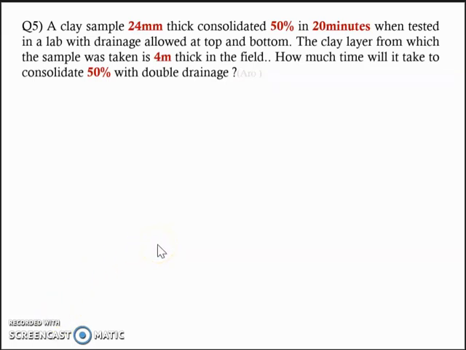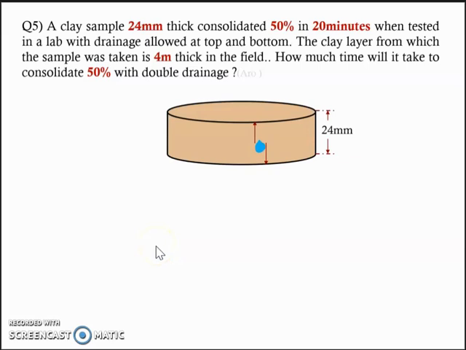So you have a consolidation test data with you where a clay sample of 24 millimeter thick consolidated 50% in 20 minutes in the lab. So the drainage allowed is at the top and the bottom, which means that it's double drainage. Or D, the distance traveled, the maximum distance that a water particle has to travel is half of the thickness of the sample. That's the maximum length a water particle should take. So that's 12 millimeters. That's a double drainage.